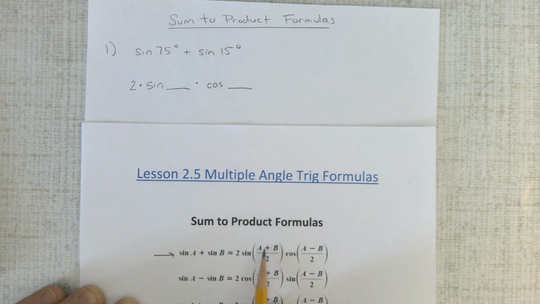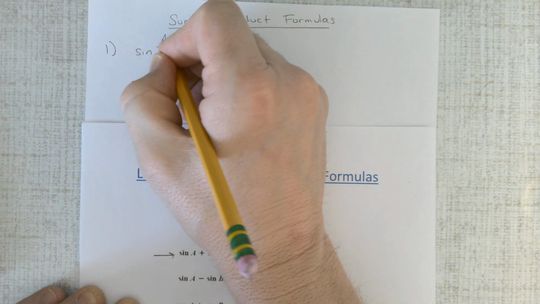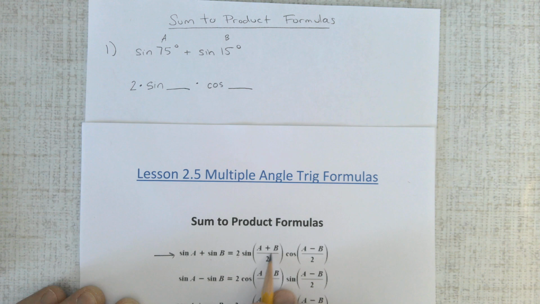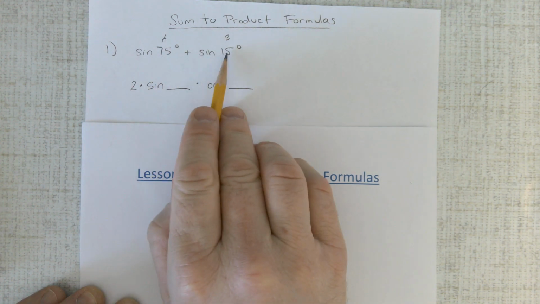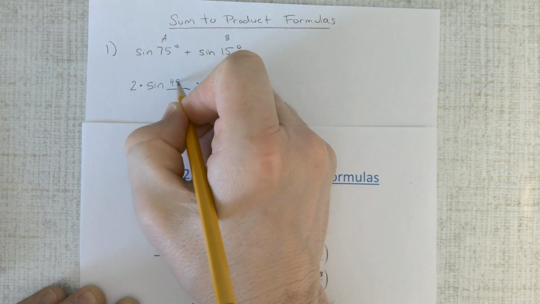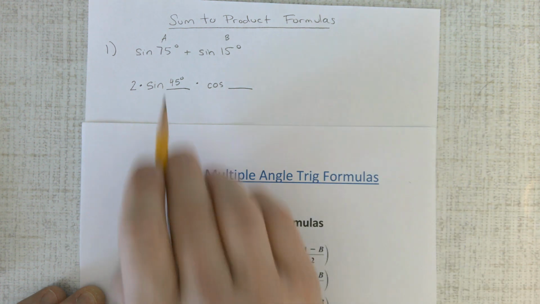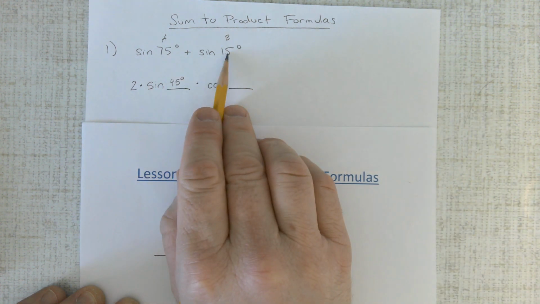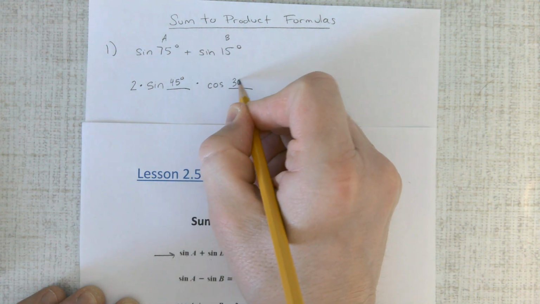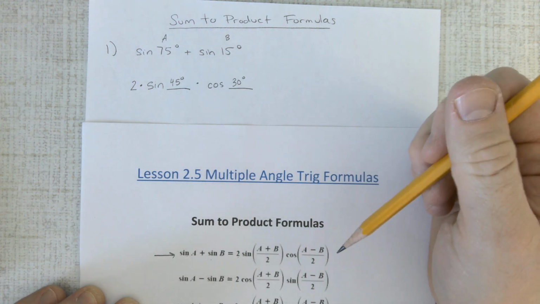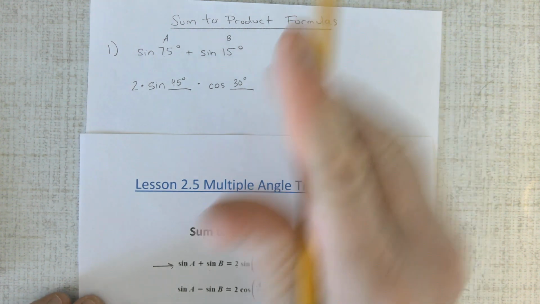Alright, so now what do I need to do? I need to take them, and this is the A and this is the B, and I need to take them and add them, divide by 2. Add them is 90, divide by 2 is 45. And the next one I subtract them and divide by 2. 75 minus 15 is 60, divided by 2 is 30. Why did I use this formula? Because now I'm on the unit circle.